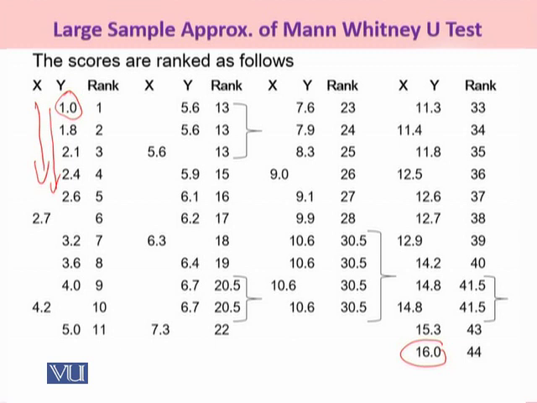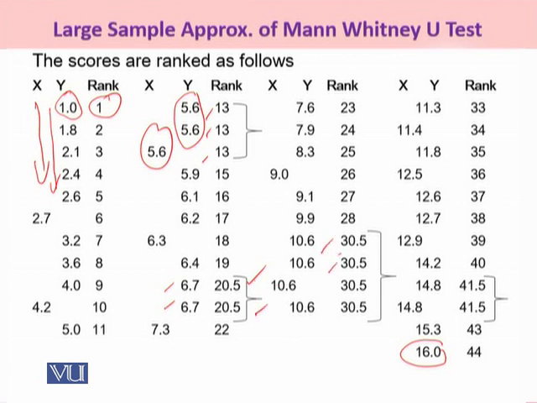The next thing I have done is assign the ranks. The minimum value, students, I assigned rank 1, and then it is followed. The point you need to note is that the two Y values and one X value here are exactly identical, so I assigned them the same rank, 13 each. After that, two more ties appear under the Y data, and I assigned them the same rank, 20.5.